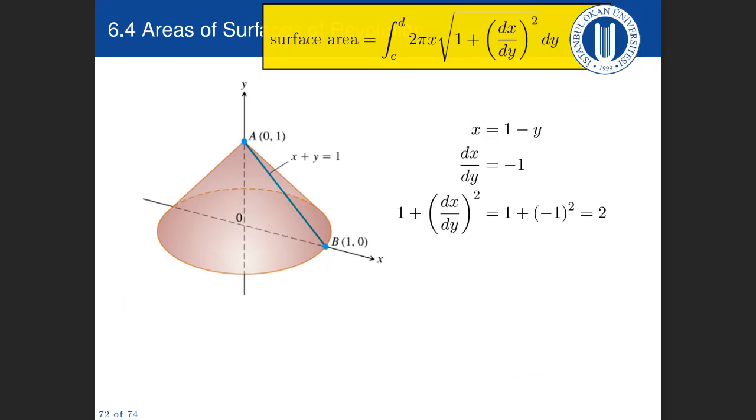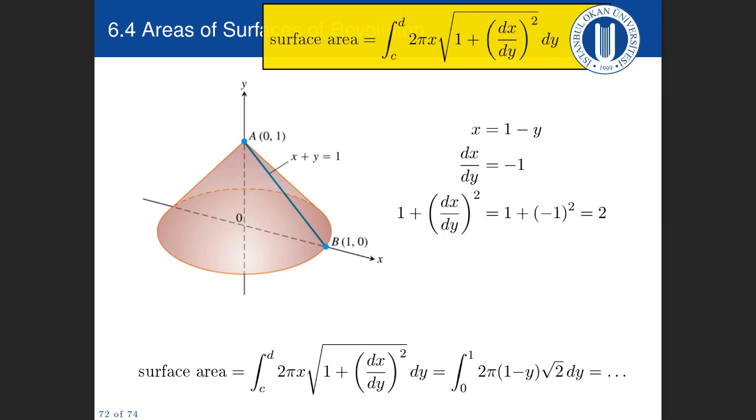We're told x is 1 minus y, so dx dy is minus 1. 1 plus dx dy squared is equal to 2. So our formula is surface area is the integral from 0 to 1, we're told that y is between 0 and 1, of 2 pi, 1 minus y, root 2 dy, is equal to dot, dot, dot.